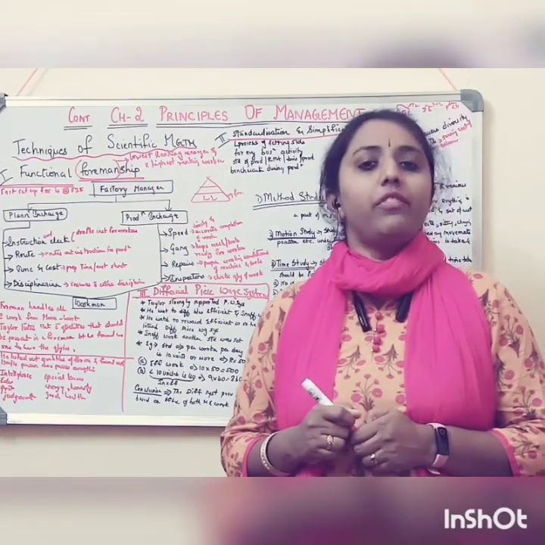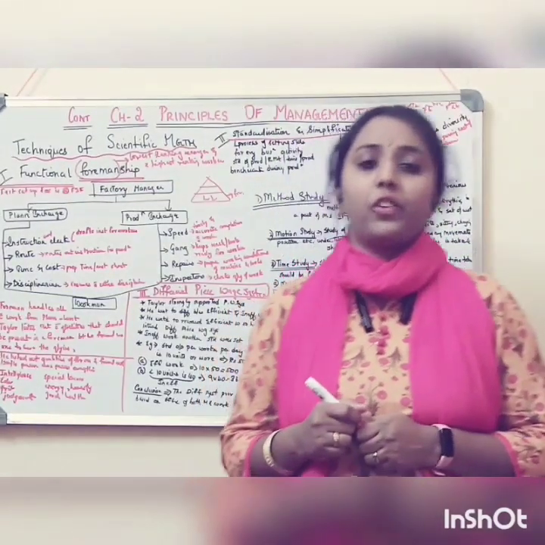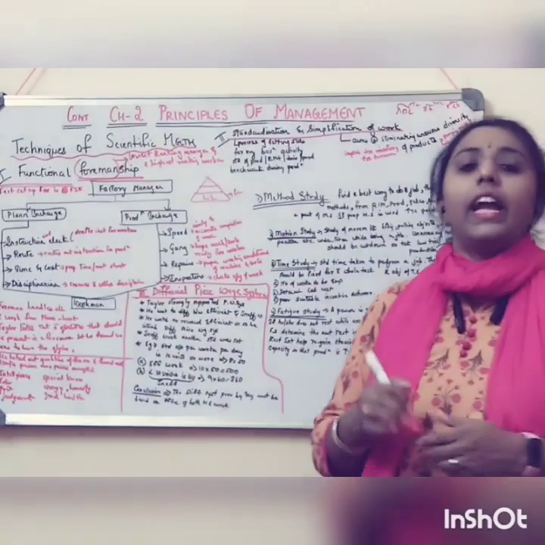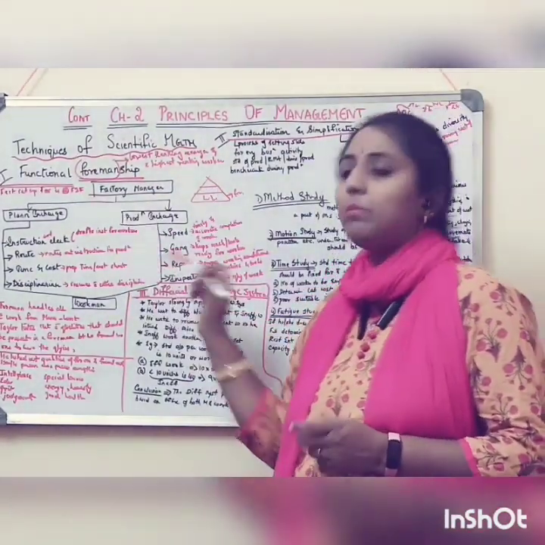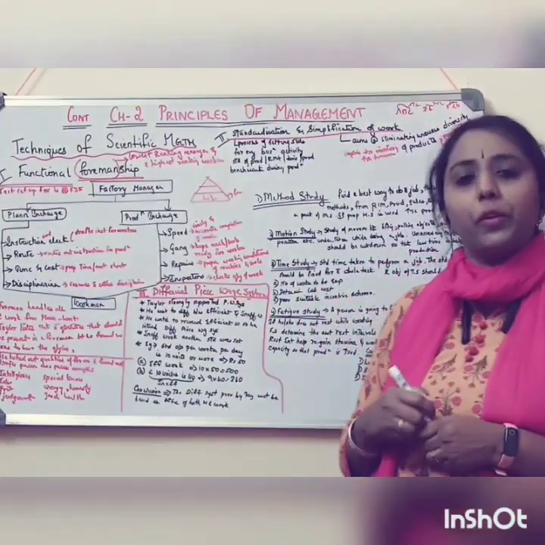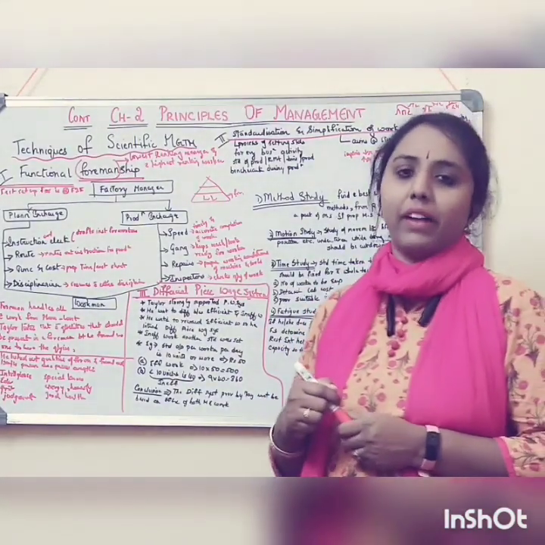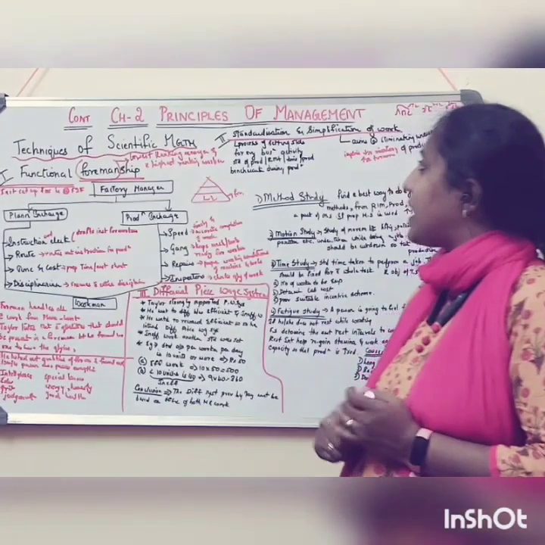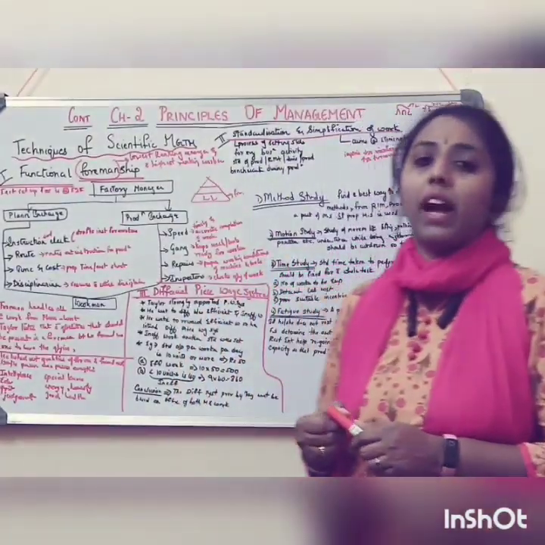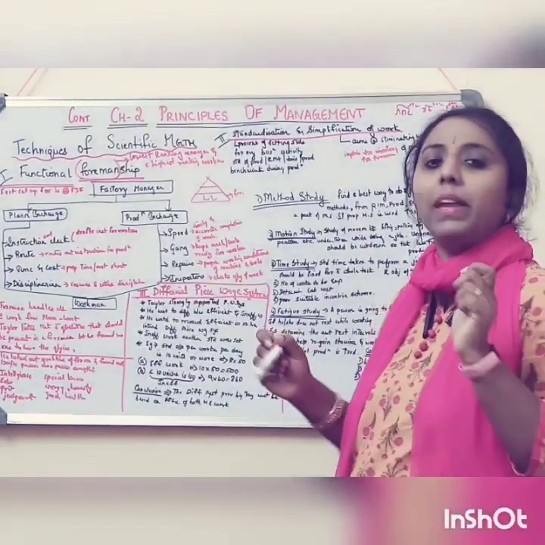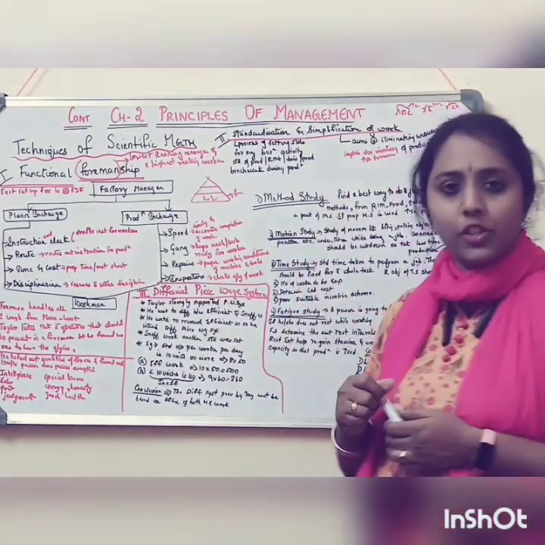Now, functional foremanship is a very important topic for an 8 marker. It consists of a diagram as well as a very small explanation that you can give for an 8 marker. Now, the second topic is standardization and simplification of work. I told you it will be asked for a 2 marker, that is the meaning of standardization and simplification of work.